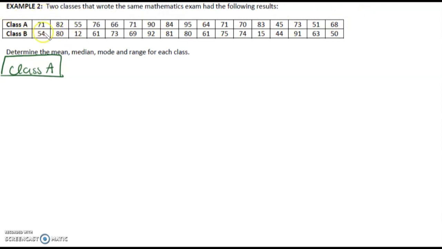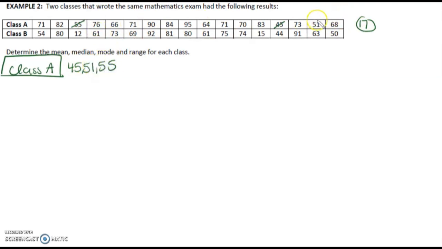Okay, so if we were to count the values, we get 1, 2, 3, 4, 5, 6, 7, 8, 9, 10, 14, 15, 16, 17. So we get 17 values. So let's list those in order. When I skim, I get 55 is a low mark, and so is 45. So I get 45, 55. And let's see if there's anything in this. Oh, I get 51 as well. So let's write 51 and then 55.